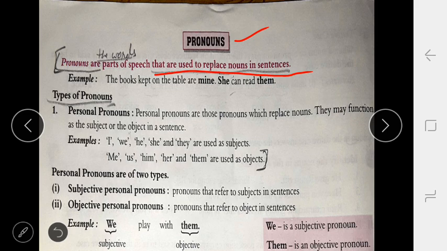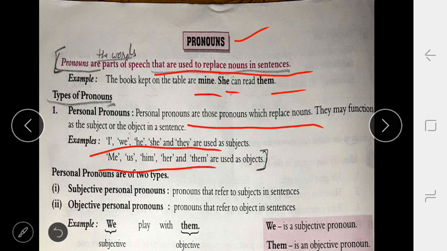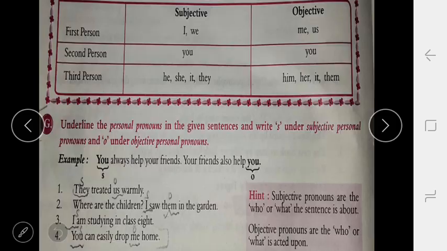Example, the books kept on the table are mine. She can read them. Here, mine, she and them are the pronouns because they are used in the place of the noun. Personal pronouns are those pronouns which replace a noun. For example, I, we, he, she, they, me, us, him, her and them.